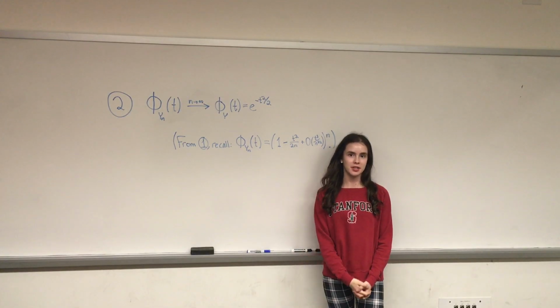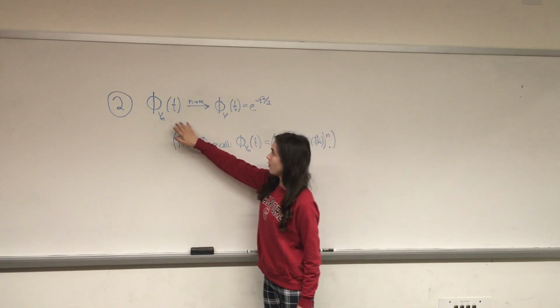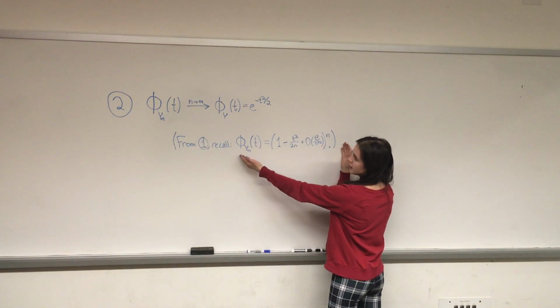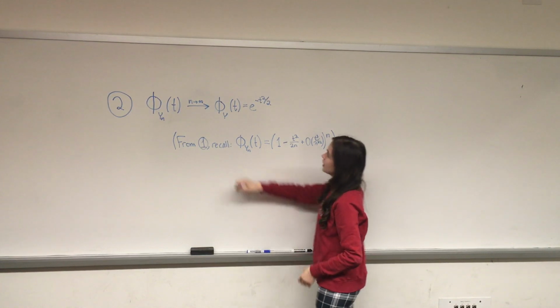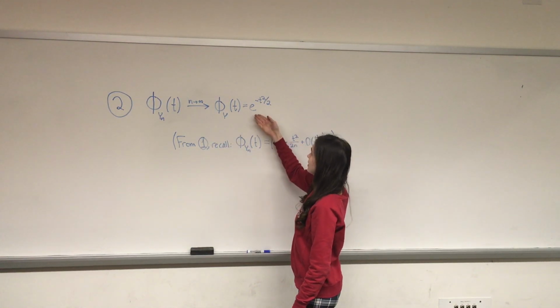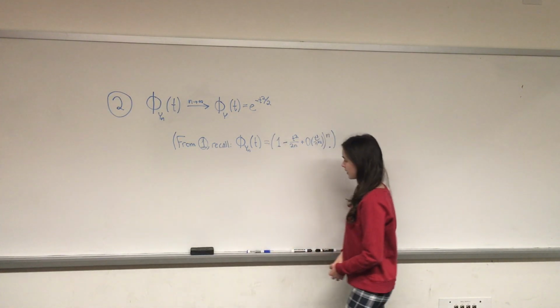So now we move on to step 2. Here we're trying to show that when we take the limit of n, and don't forget from part 1, this is the formula that we come up with, that this is going to converge to the following characteristic function that looks like this, e to the negative t squared over 2.